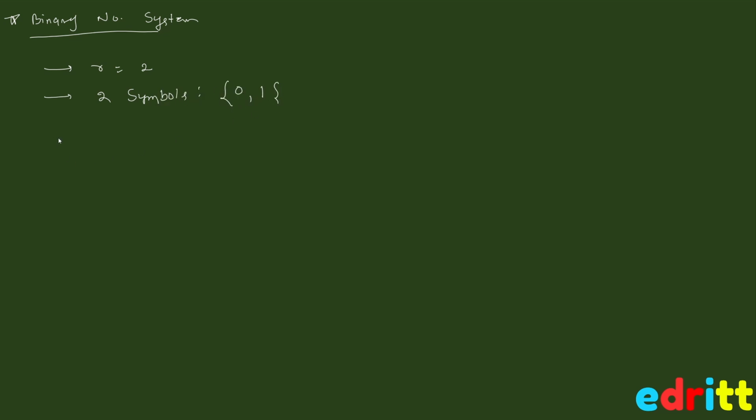Now in the previous lecture, we saw an example where 786 has three digits in it, which are 7, 8, and 6. Similarly, if I take an example of 101, here also I have three digits, which are 1, 0, and 1.